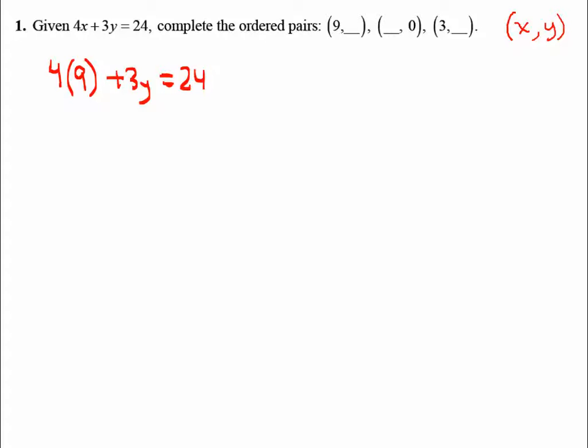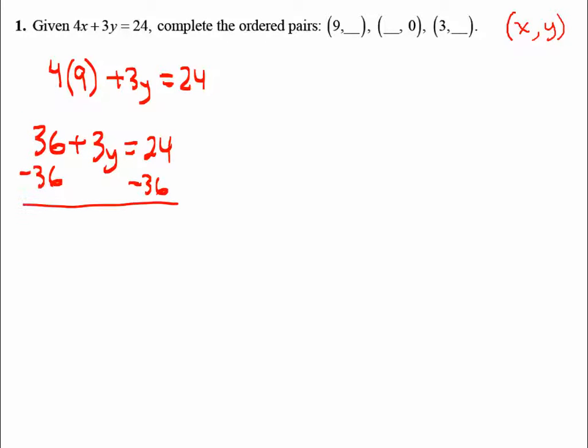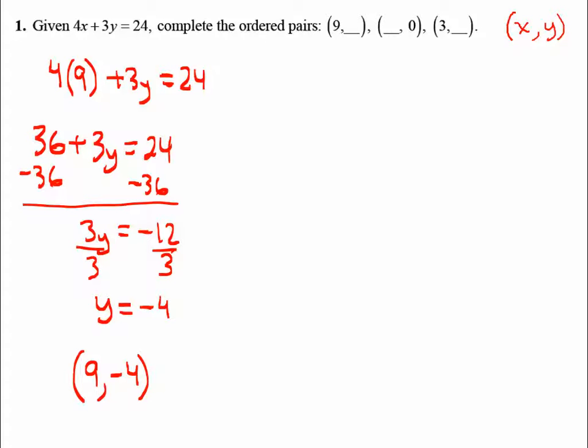All right, so 9 times 4 is 36. Subtract 36 from both sides. That gives 3y equals -12. Everybody good there? Divide by 3. Voila. Now, can you write for me the ordered pair that is a solution? Yeah, cool. 9 comma -4. That is my solution set.